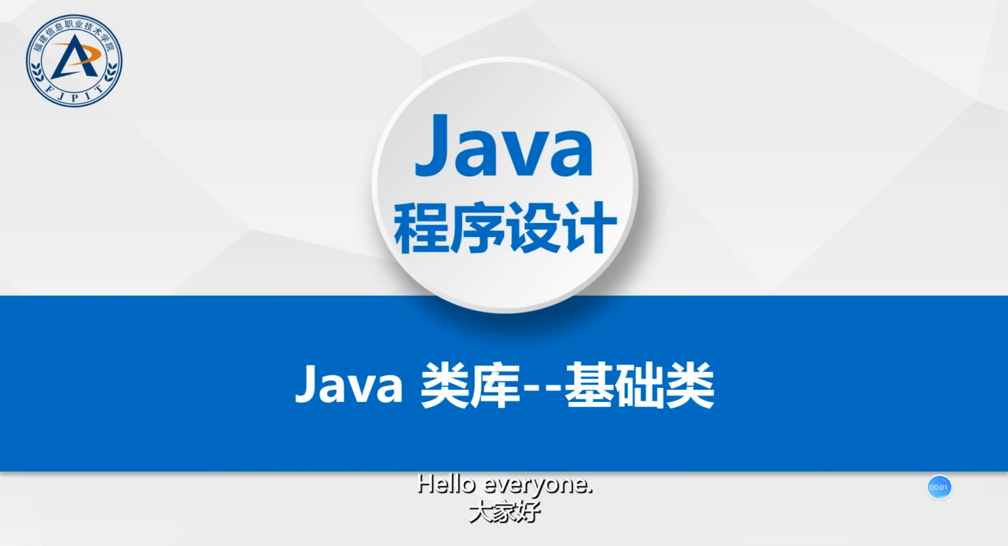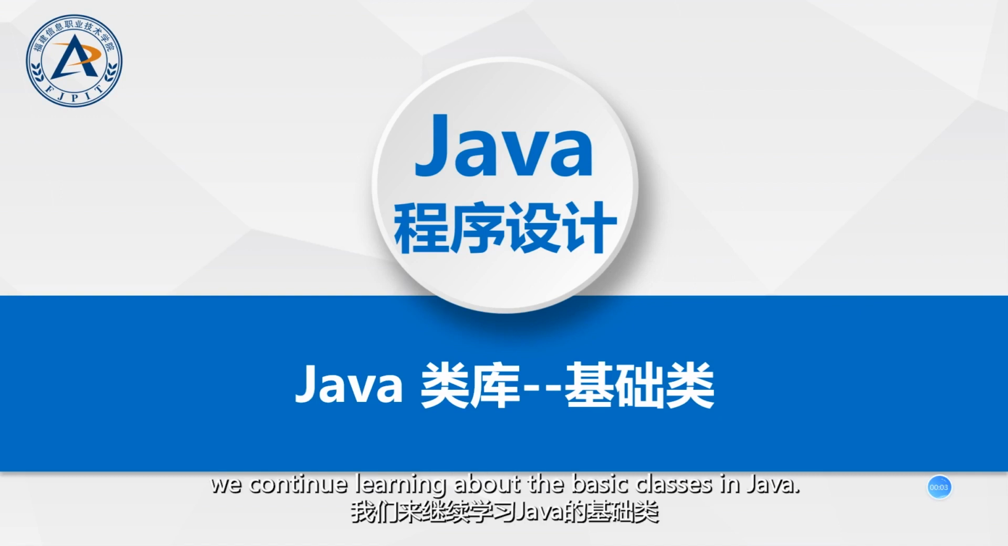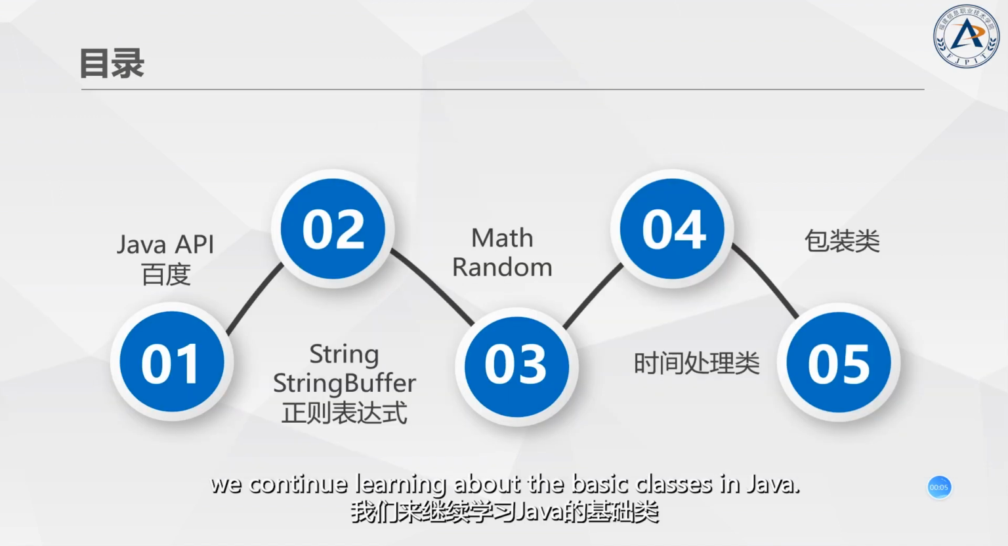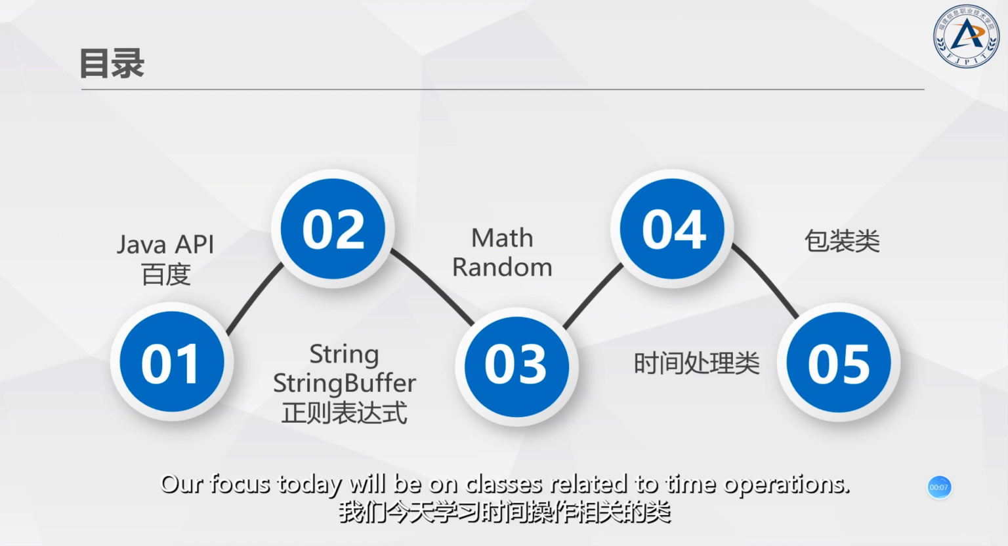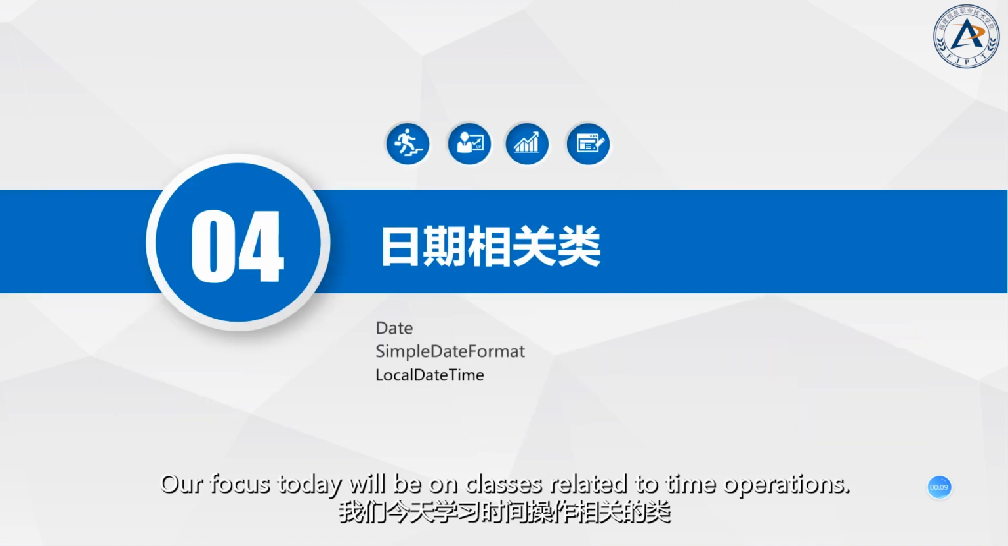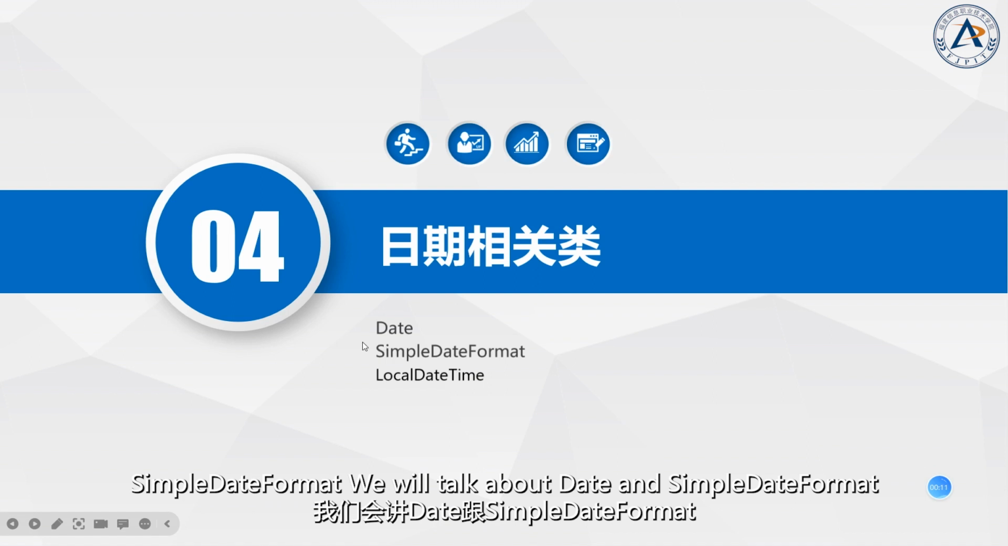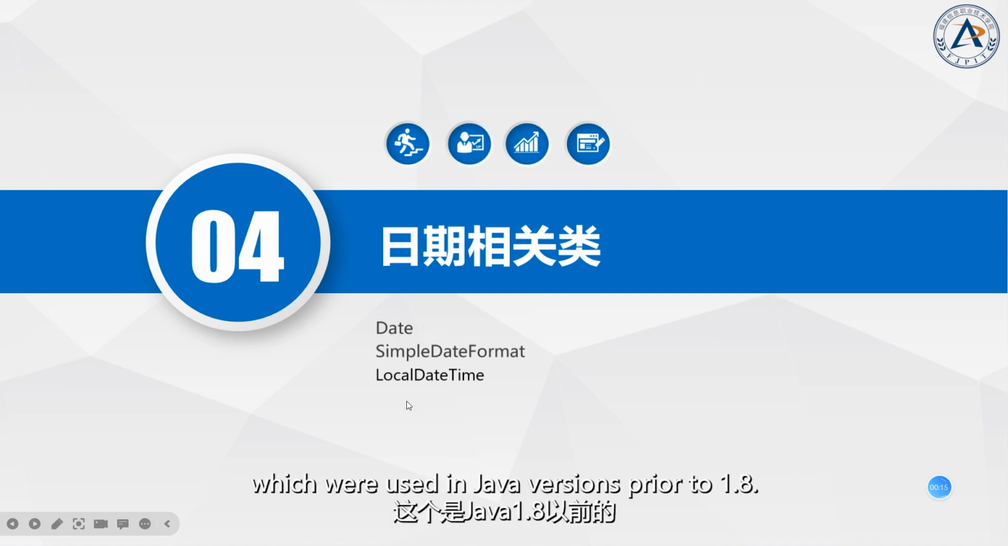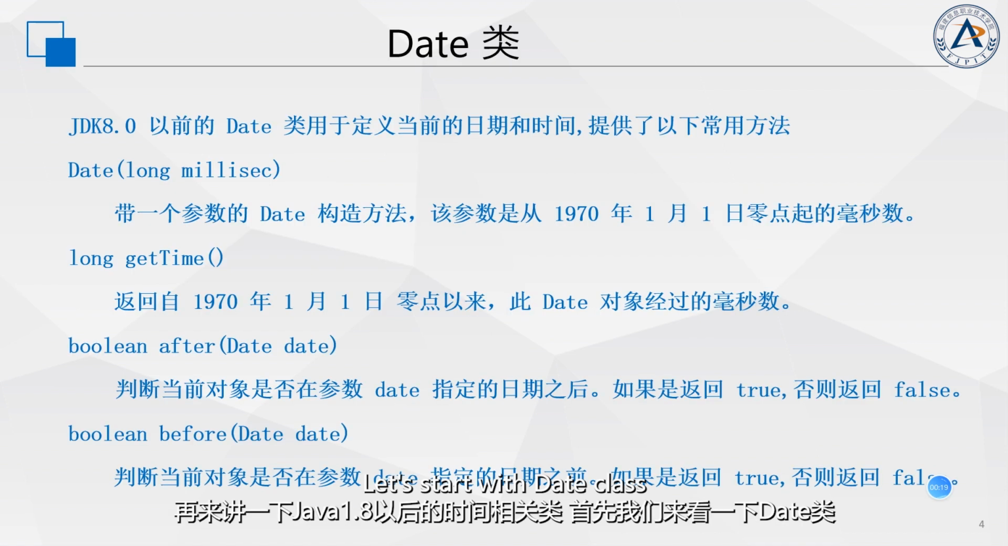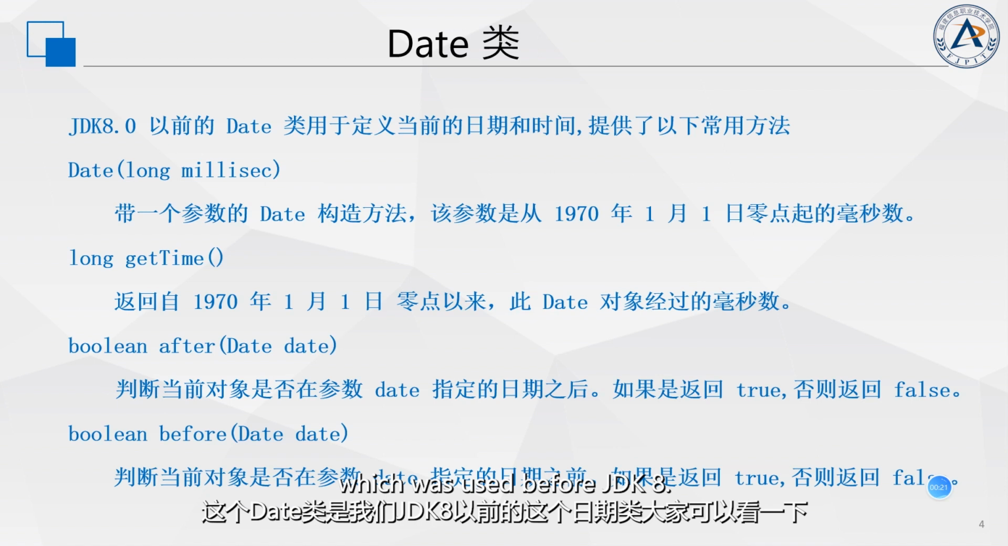Hello everyone. Today, we continue learning about the basic classes in Java. Our focus today will be on classes related to time operations: Date and SimpleDateFormat, which were used in Java versions prior to 1.8. Let's start with the Date class, which was used before JDK8.